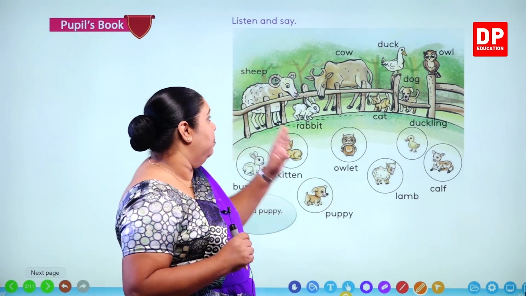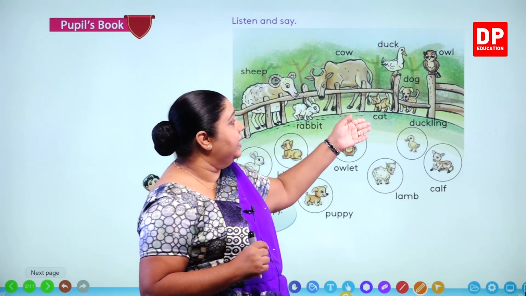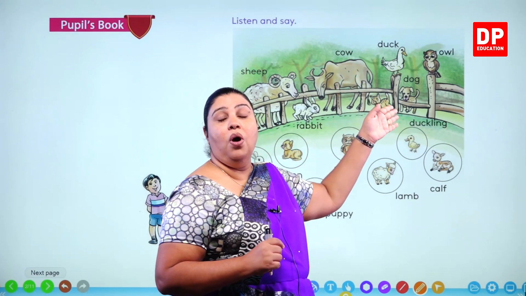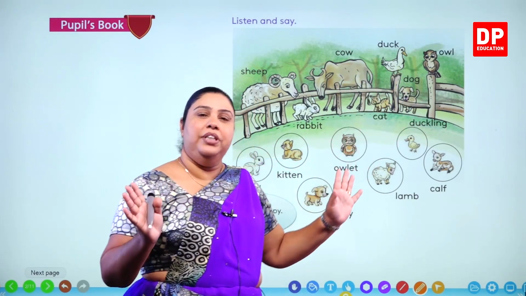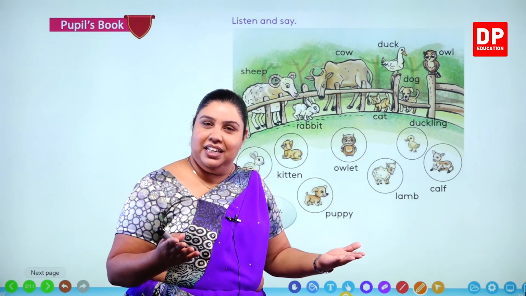Then we know sheep, rabbit, then cow, cat, duck, dog, owl. We already know their names. And now we are going to take a look at their babies.